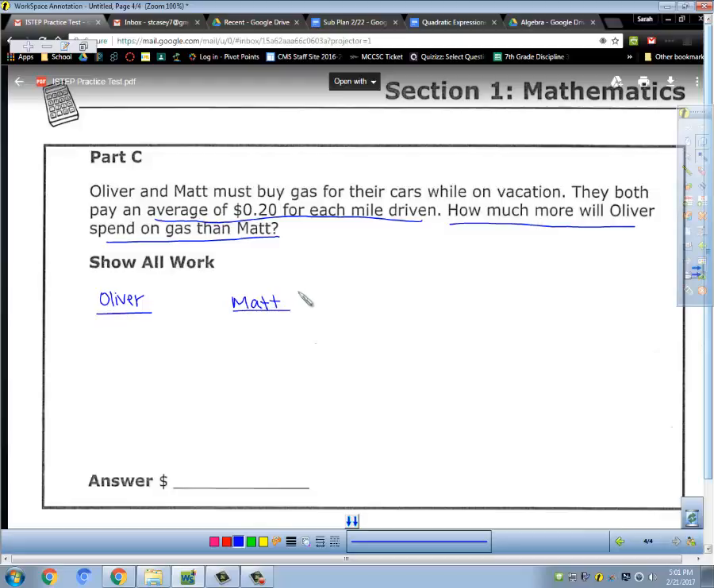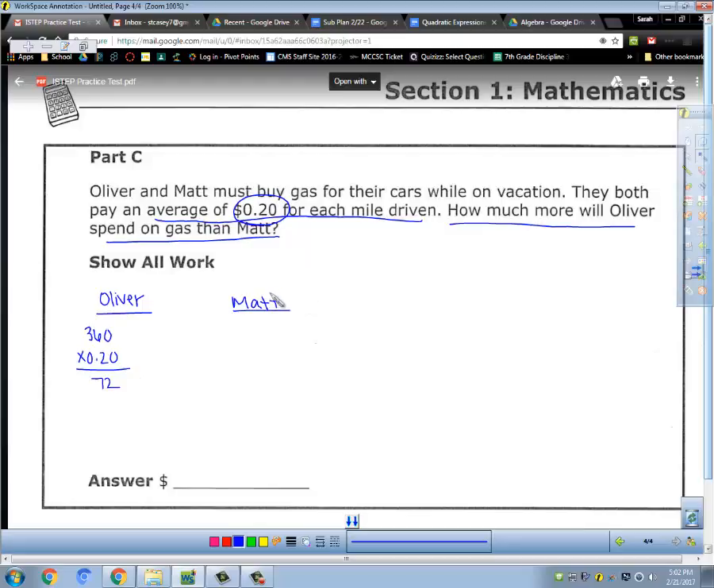The first page told me that Oliver drove 360 miles. That was in the problem. So 360, and they're paying 20 cents for each mile, so times 20 cents. 360 times 0.20 is 72. So this means he's spending $72 on just gas.